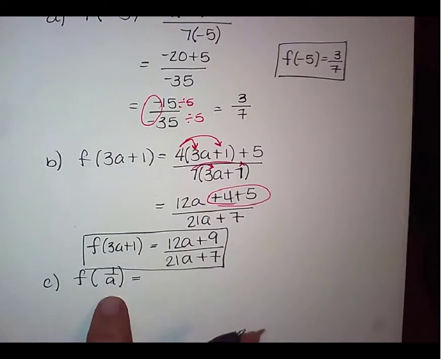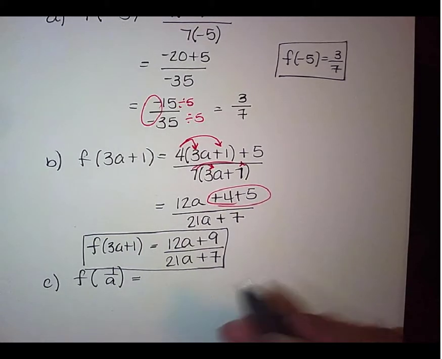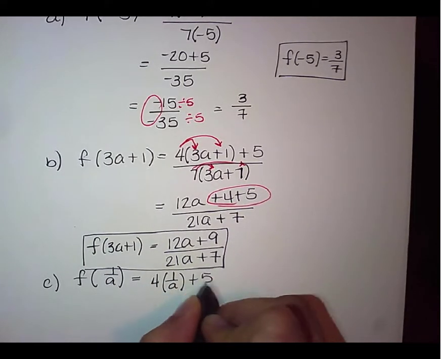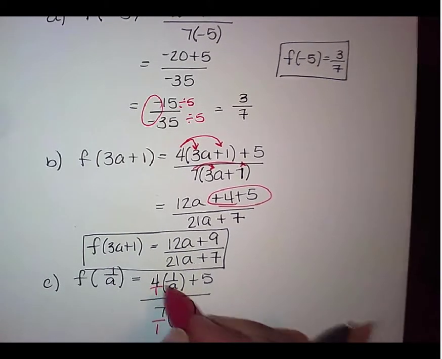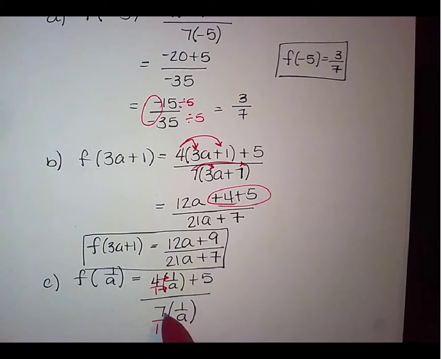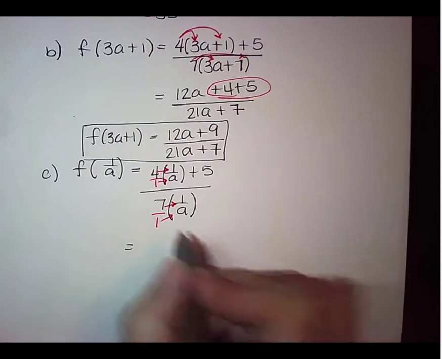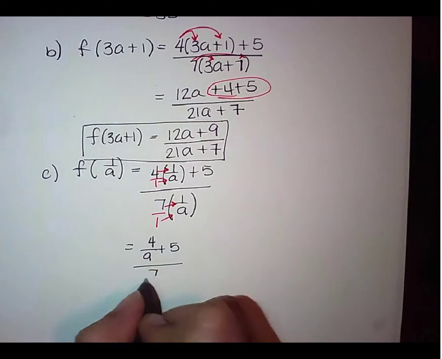Alright, so our last one, that's kind of the one I think we struggle with the most because we are putting a fraction into a fraction. So we're going to do 4 times 1 over a plus 5 divided by 7 times 1 over a. Again, you're going to do this just like we did the previous part, or part C of the previous problem. We're going to put it over 1 and we're going to multiply straight across so we don't have a whole number times a fraction. So we're going to end up with 4 over a plus 5 divided by 7 over a.